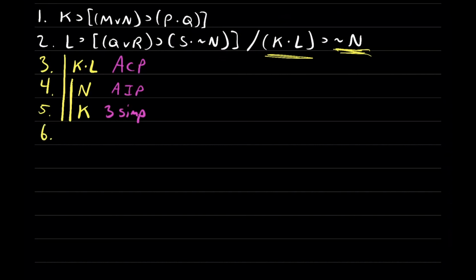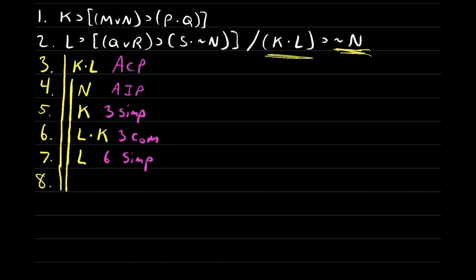And on line 6, continuing both of these vertical sequences, I need to reverse the order of the conjunction in line 3. So L is on the left, so L and K. That's going to follow from line 3 by commutativity. Line 7, continuing our vertical sequences, we're going to get L on its own line. That's going to be line 6, simplification. Okay, so that's going to let me do a couple modus ponens steps.